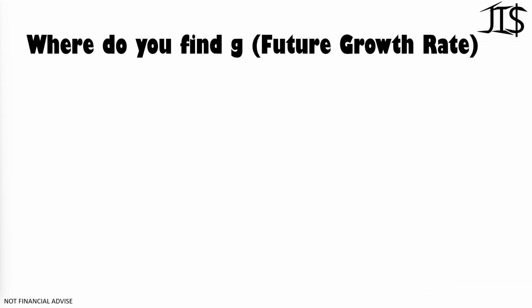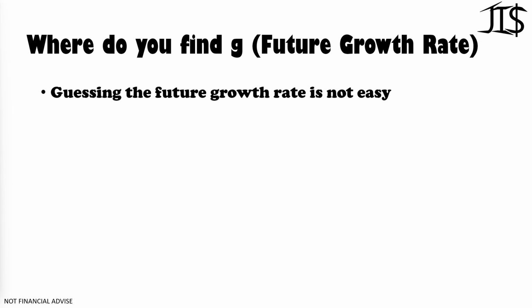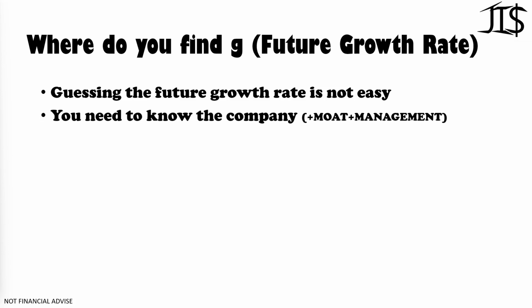But what is then my estimate of the future PE out of the future G? Well, first you have to find the future growth rate, of course. I already mentioned this in the previous video, but it's really important that you get this, and that's why I'm repeating it. Guessing the future growth rate is not easy at all. You need to know the company. You also need to know whether or not it has a moat and a good management. Those are the rules from Charlie Munger.